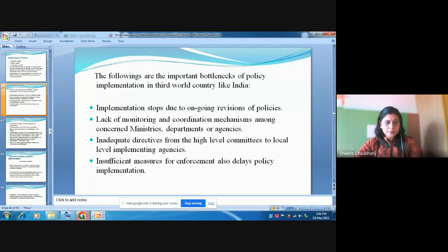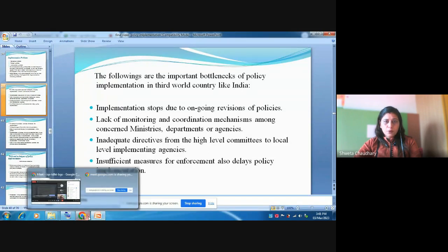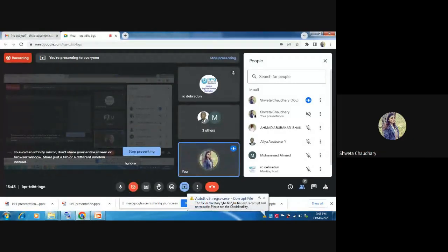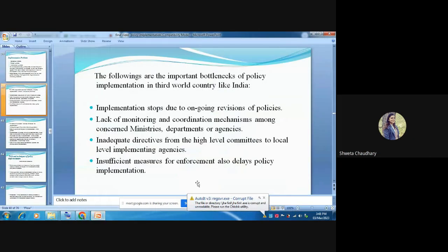Implementations stop due to ongoing revisions of policy. This means if you have any other ongoing policy and you want to introduce a new one, then if the government has asked for the revision of the previous policy, there will be no implementation of the new policy, because funds are already flowing for that policy.